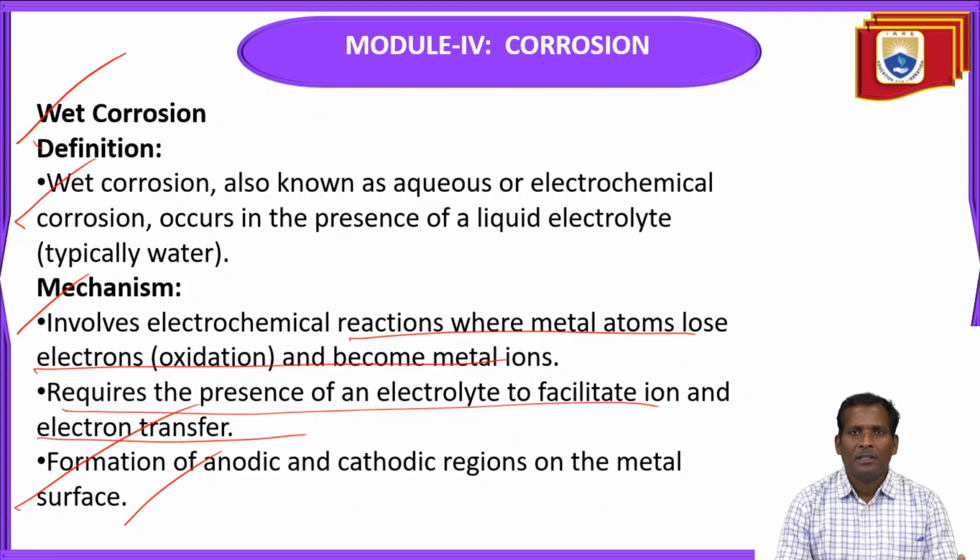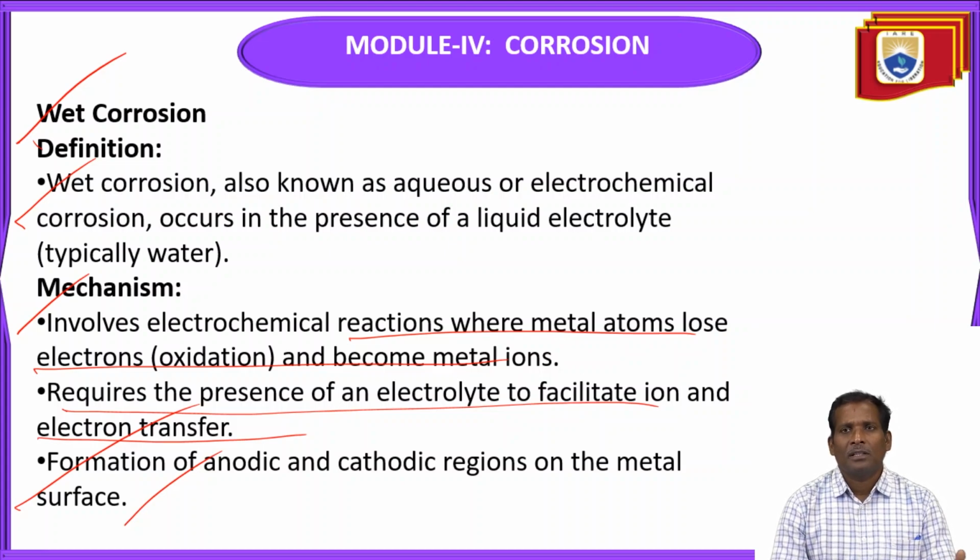So as per definition, it occurs in the presence of a liquid electrolyte. In dry corrosion, there is no presence of liquid electrolyte. In dry corrosion, there are only chemical reactions between the metal surface and gases present in the environment. But in wet corrosion, it is not like that. It occurs in the presence of electrolyte, where metal atoms lose electrons, that is the oxidation, and become metal ions. So already we have seen these chemical reactions in the previous sessions.